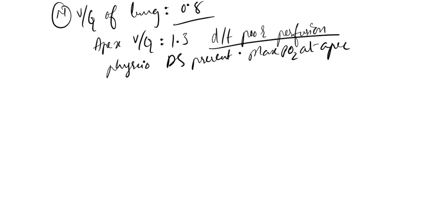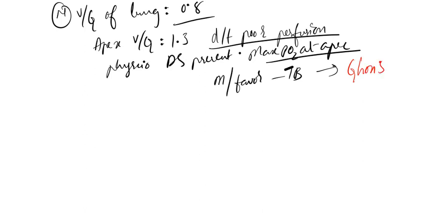This is the reason: due to the presence of maximum oxygen concentration at the apex, it is the most favorite site for TB, which is called, what is that name? Anyone? Ghon's focus. Ghon's focus. Very, very important. Okay, right? So why does the apex have a VQ ratio more than 1? Because of poor perfusion, because the physiological dead space is present, as well as maximum oxygen concentration at the apex, which makes it favorable for TB. That's called Ghon's focus.